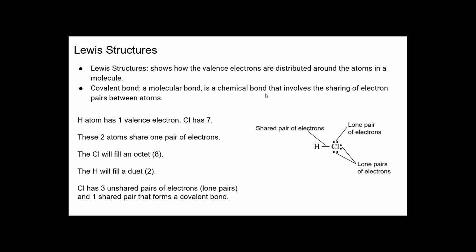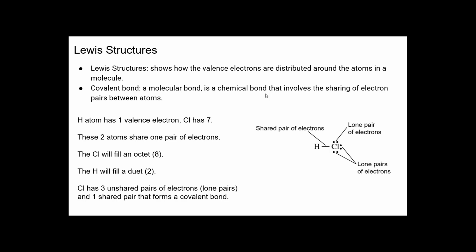A Lewis structure shows how the valence electrons are distributed around the atoms in a molecule. A covalent bond, a molecular bond, is a chemical bond that involves the sharing of electron pairs between atoms. So here's an example of HCl. You have an H atom that has 1 valence electron and chlorine that has 7. Hydrogen has an open spot and chlorine has an open spot. So you take those 1 electrons from each and now they can share them and create a bond.